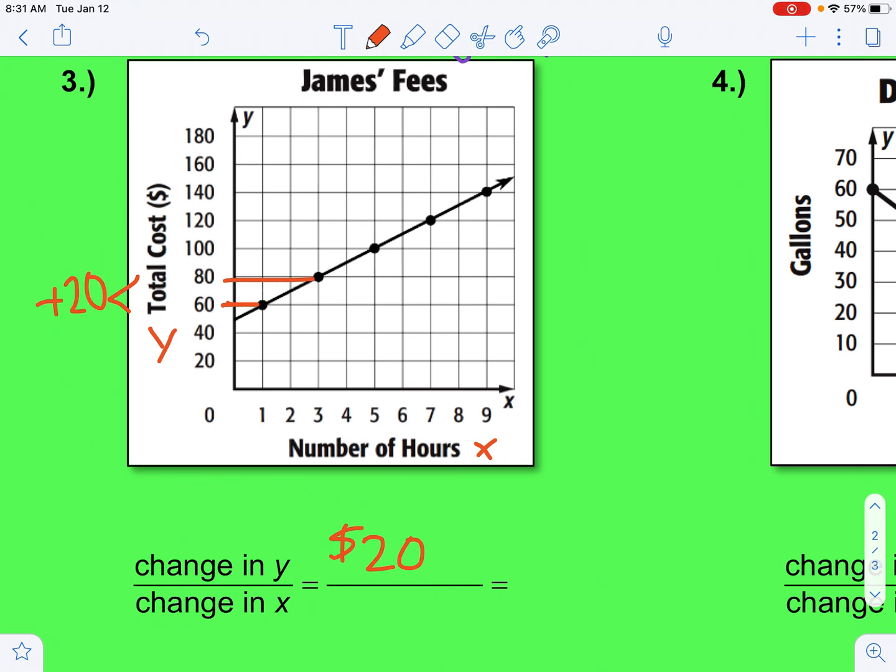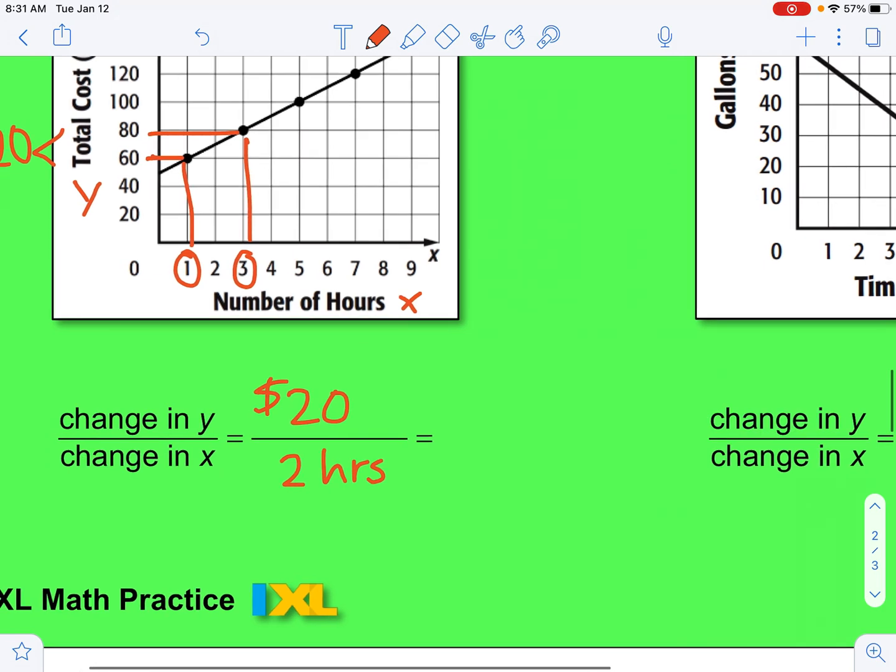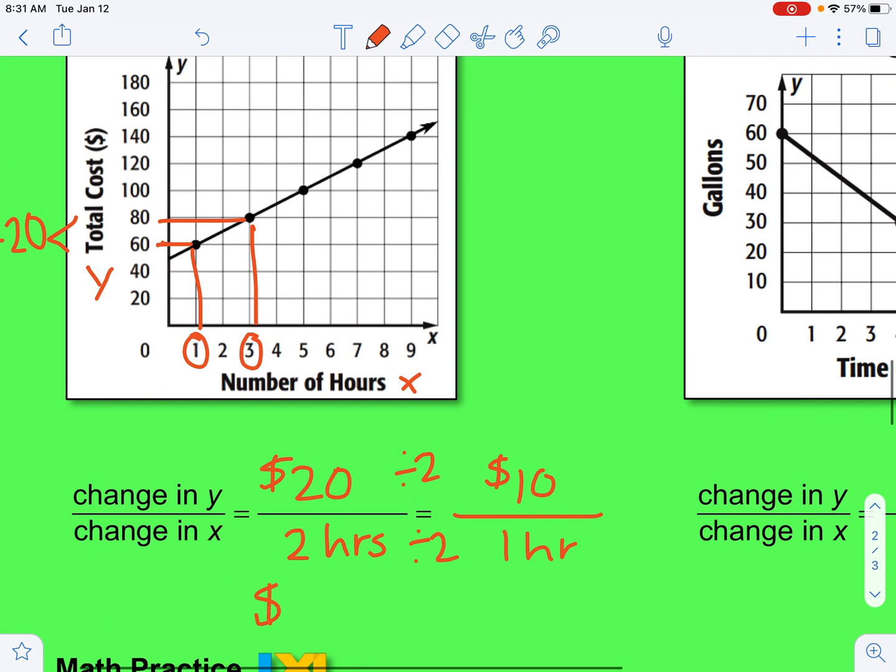And now we need to use those 2 same dots to find our change in X. So our first one was at 1, our second one was at 3. From 1 to 3, that's going up 2 hours. Now we know that we can simplify both of those numbers. We can divide by 2. 20 divided by 2 gives us $10. 2 divided by 2 gives us 1 hour. So James's fee is $10 per hour.